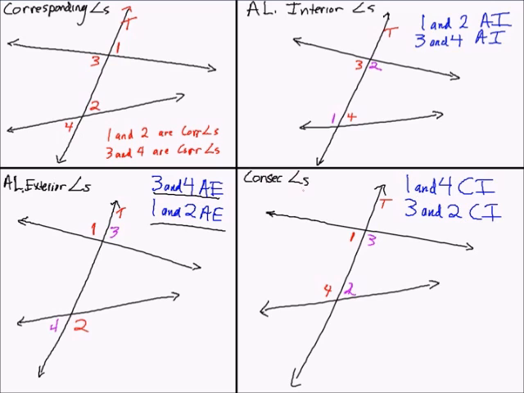And then consecutive interior, they're on the same side of the transversal. So you got to think consecutive means same side. 1 and 4 are on the same side of the transversal on the inside. So consecutive interior. And 3 and 2 are on the same side and on the inside.